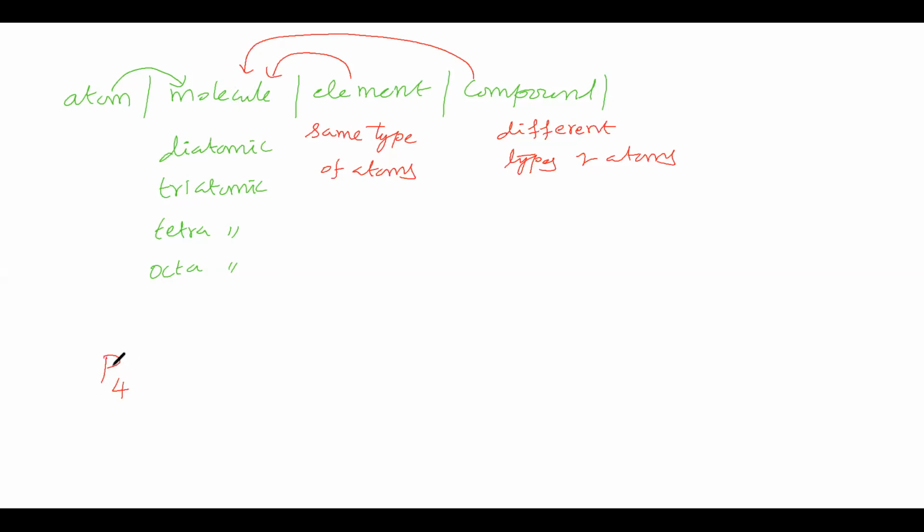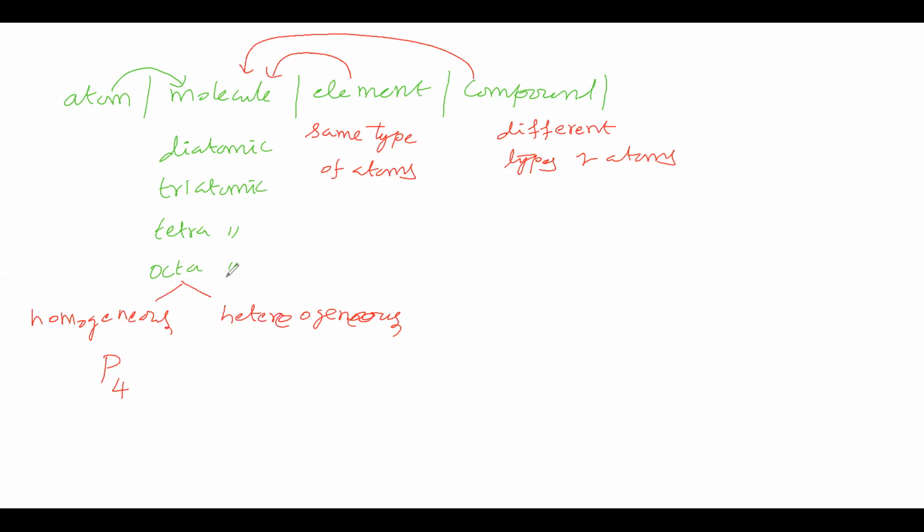So is this P4 an element or a compound? It contains the same type of atoms, therefore it is an element. It is not a compound, and it is also a molecule. In molecules, two types are there. One is called a homogeneous molecule, and another one is called a heterogeneous molecule.